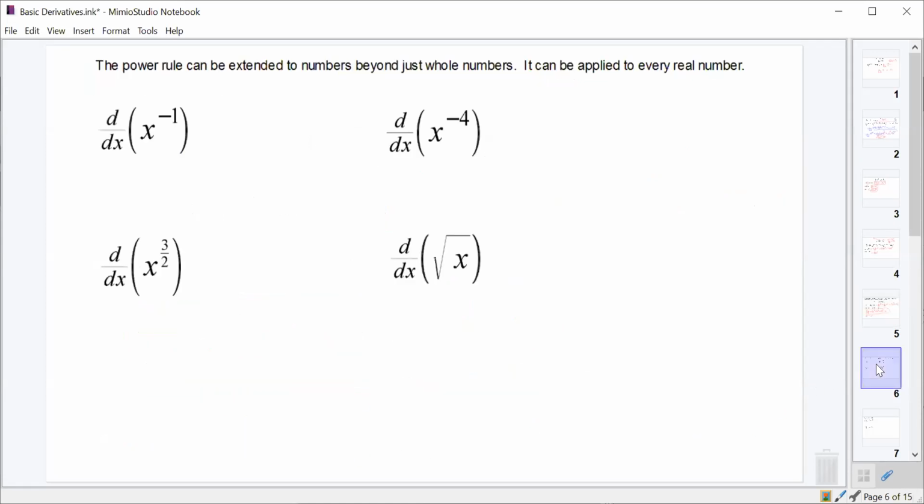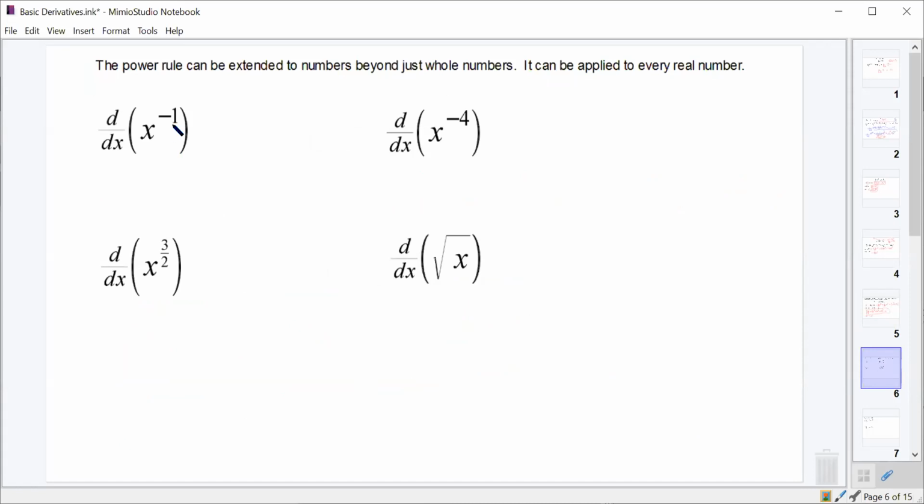All right. So everything we've done so far has just been with nice, simple integer values, or even, I guess, whole number values, because we did some with powers of 0. But this power rule can be extended to use any numbers, not just the whole numbers. So something like x to the -1, or x to the -4, or a fractional exponent like x to the 3/2, we should be able to still use the power rule for all of it.